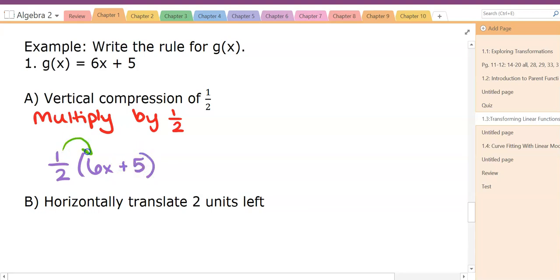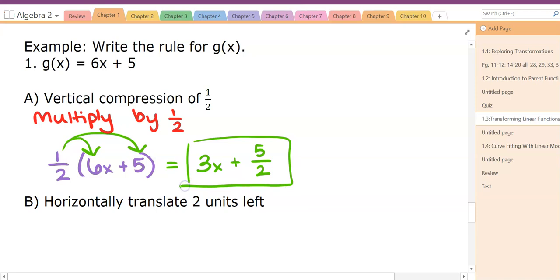And then we will have to distribute 1/2 times 6x, 1/2 times 5. And so we get 3x plus 5 over 2. And you can leave the fraction, and this would be your final answer.